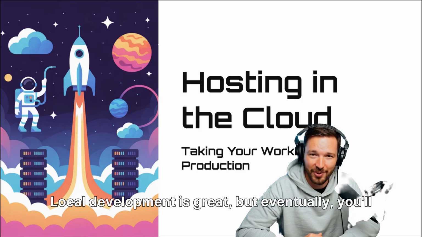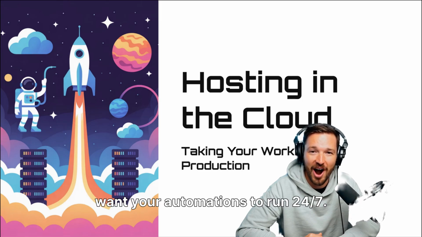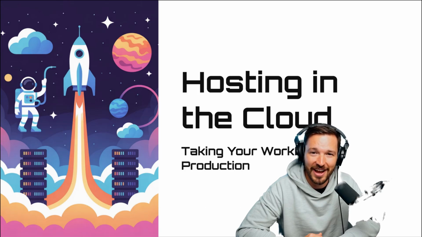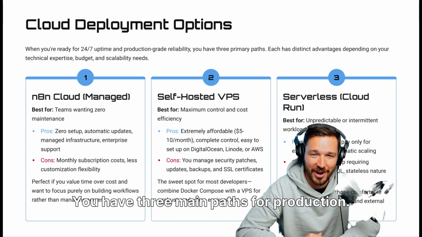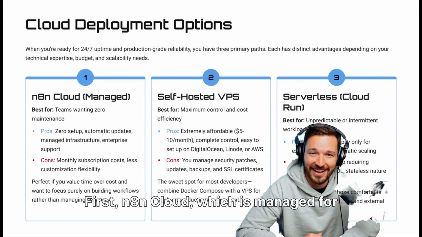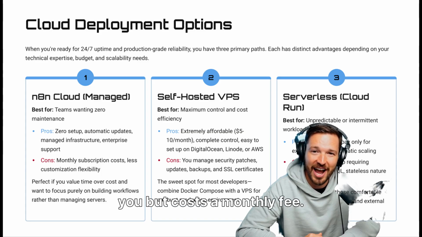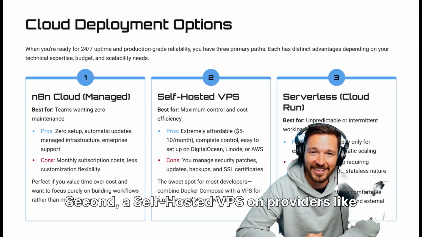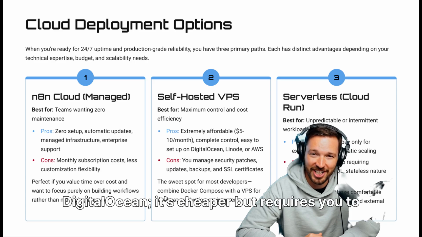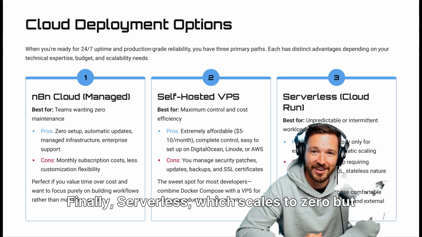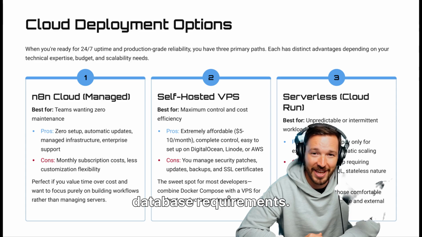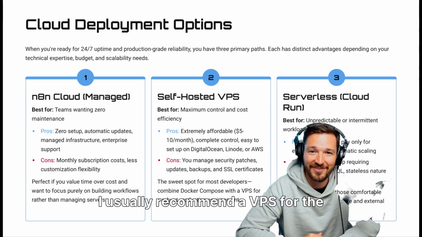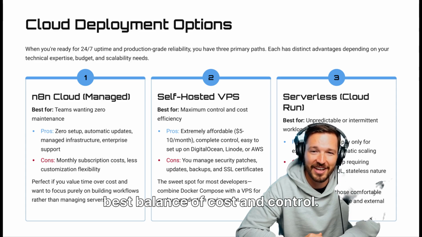Local development is great, but eventually, you'll want your automations to run 24/7. Let's talk about moving to production in the cloud. You have 3 main paths for production. First, n8n Cloud, which is managed for you but costs a monthly fee. Second, a self-hosted VPS on providers like DigitalOcean. It's cheaper but requires you to manage updates. Finally, serverless, which scales to 0 but is complex to set up because of database requirements. I usually recommend a VPS for the best balance of cost and control.